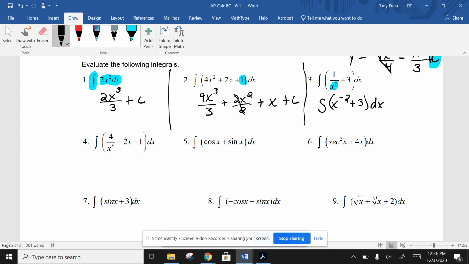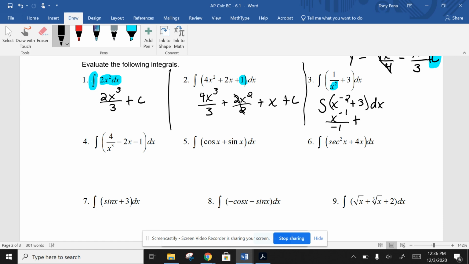So bump that up, x to the negative 2 plus your 3. So then we do x. Add 1 to this power. Again, be careful with the negatives. I see a lot of really careless mistakes with negatives. If I add 1 to the negative 2, I should get a power of negative 1. And then I've got to divide by that new power.